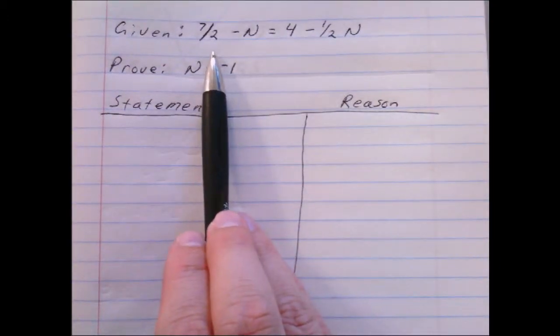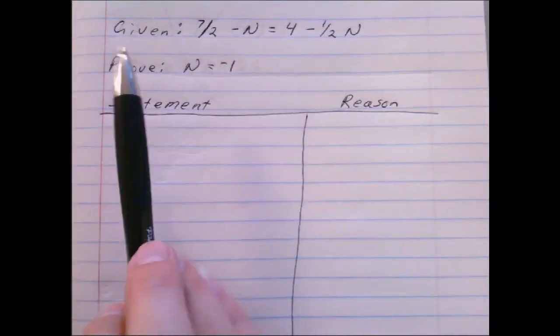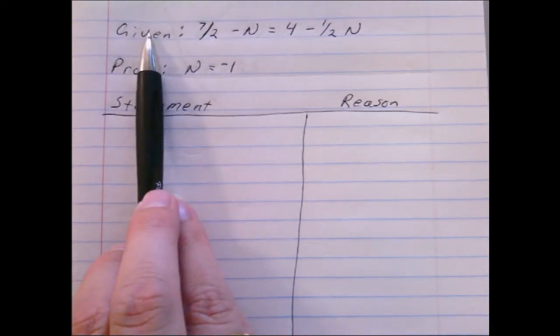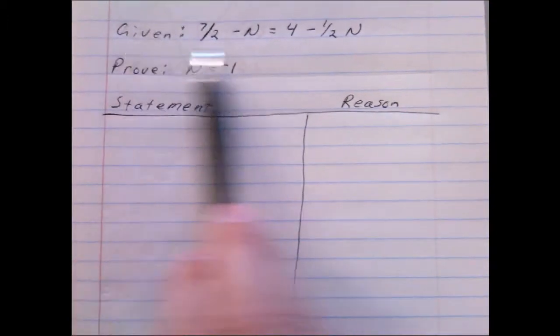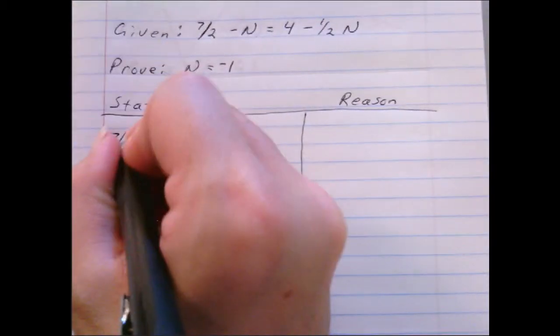Alright, so again, we always start with our given. This one is written differently than the last one. The last one was an if-then statement. This is a given and a prove. So we start with our given, and then we're going to be finding whatever it said for prove. So writing our given.